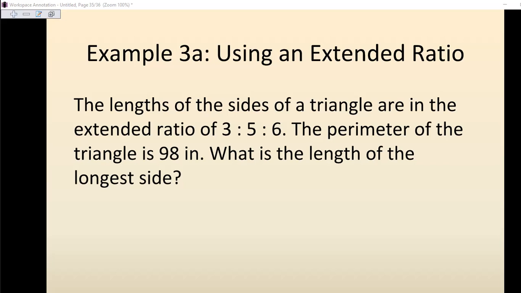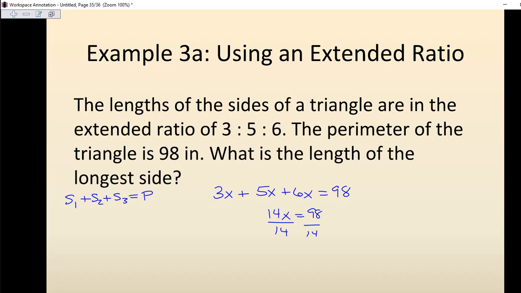So we'll set up the same type of problem. 3x plus 5x plus 6x equals 98. Because remember, our perimeter is found by taking 3 sides, side 1 plus side 2 plus side 3 equal a total, equal our perimeter. So we're doing the same thing here. So we add our x's together. That gives us 14x equal to 98. Divide by 14. And x is equal to, let's see, that's going to be 7.